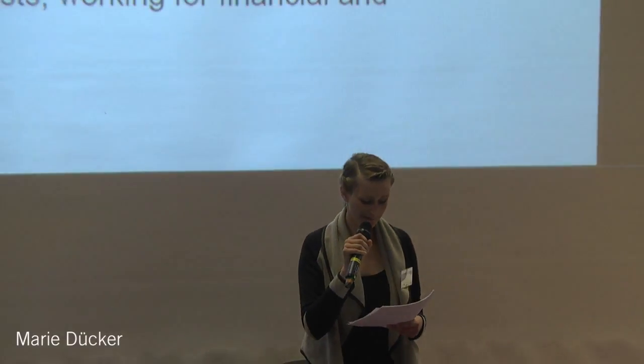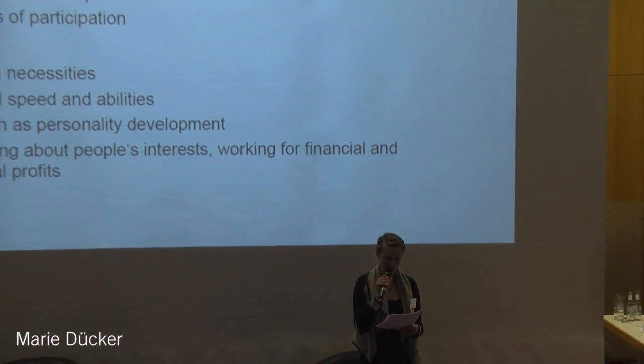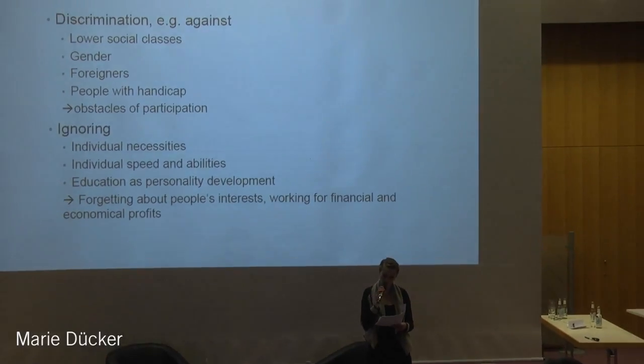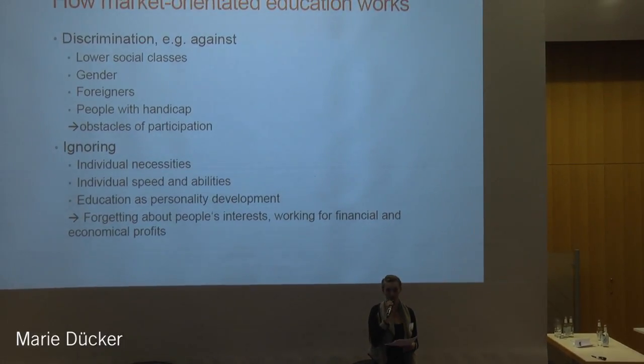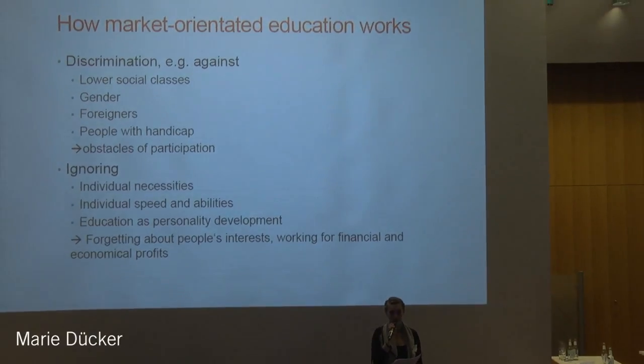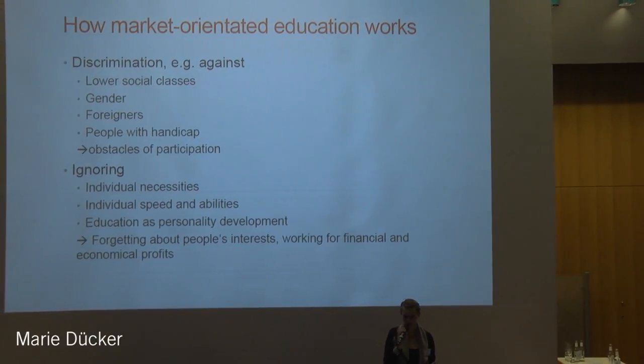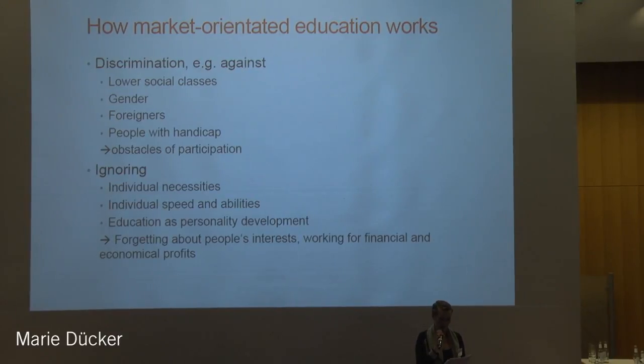So how does this market-oriented education work? The goal of market-oriented education is to focus on the best of the best students. So before finding the best of the best, the discrimination starts. The German education system is one of the most discriminatory systems in the European Union if you focus on social standard. The success in school depends to a high degree on the social background of your parents.